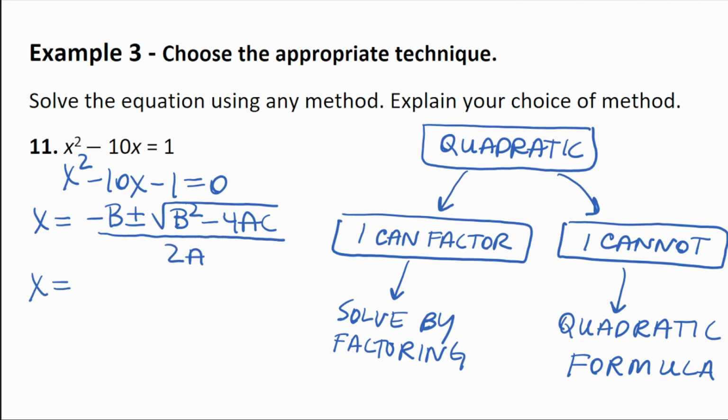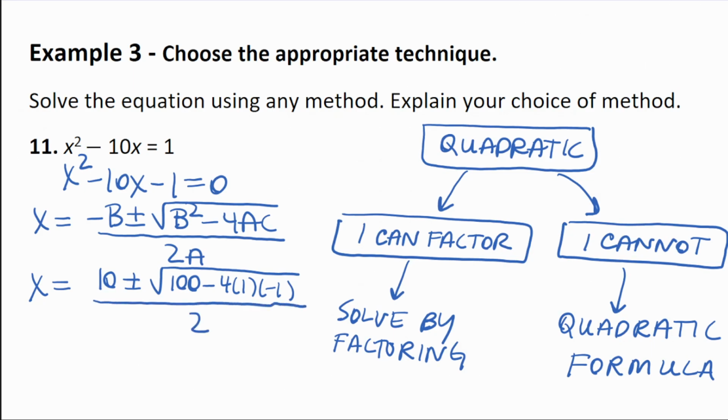Okay, and I'm just going to plug in on that. -b is positive 10 plus or minus the square root of b squared minus 4 times a times c, so minus 4 times 1 times -1. This would be the square root of 104, and that's not a square number, so I'm not going to be able to do anything with it. All over 2a, which is 2.